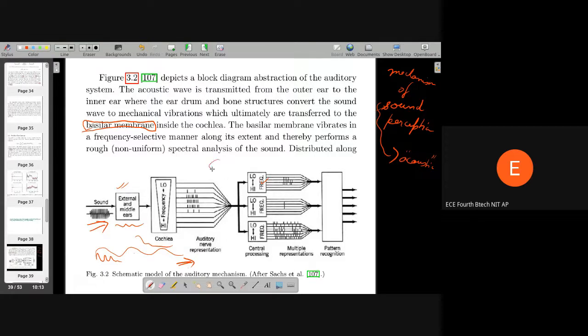Now this part is much more complicated to understand, and probably not even very well understood. But till this part, the working of the basilar membrane, we know what's happening. And this forms the basis of the signal processing approach to encoding or extracting features from speech for different applications.